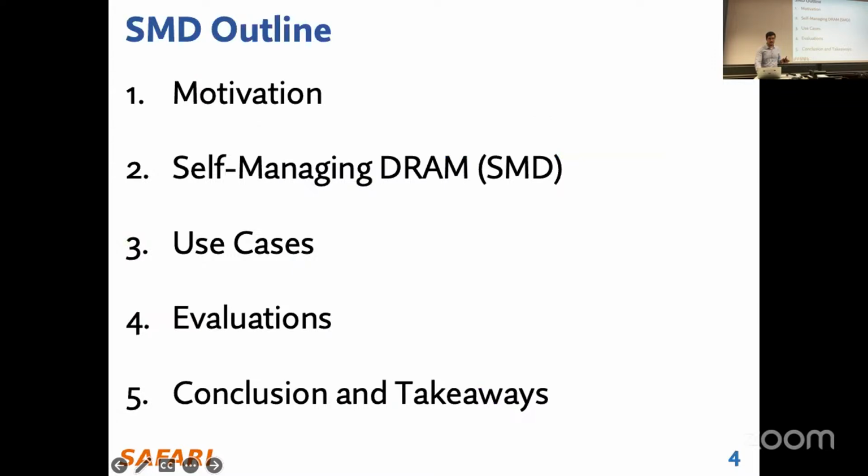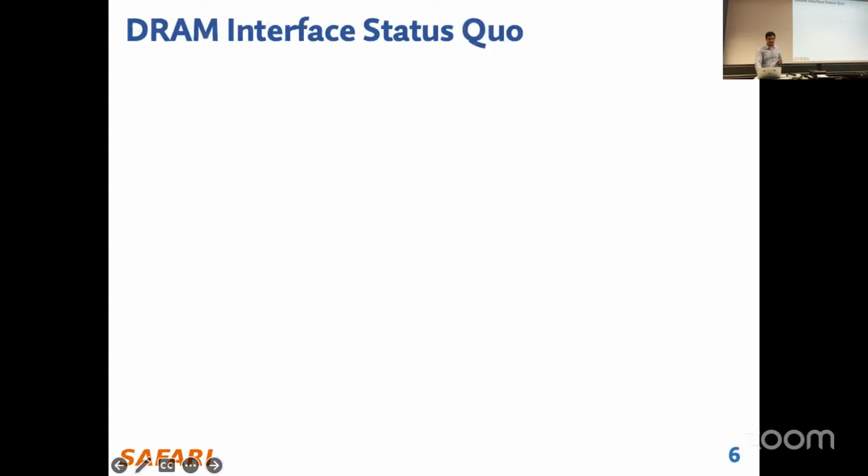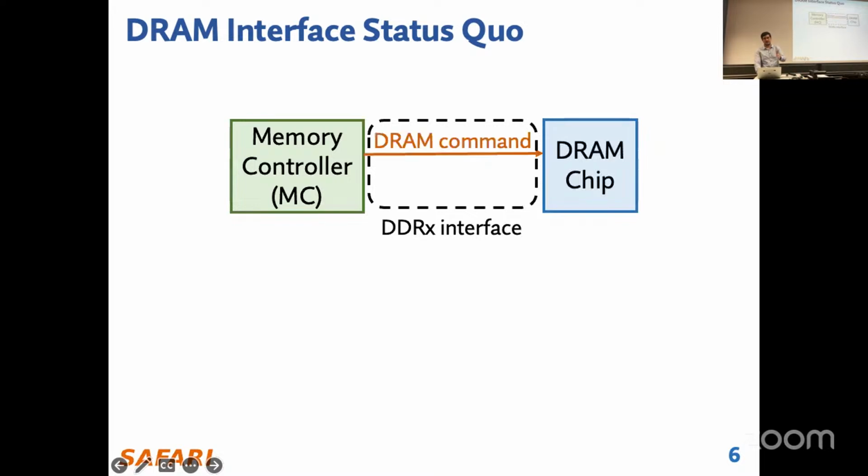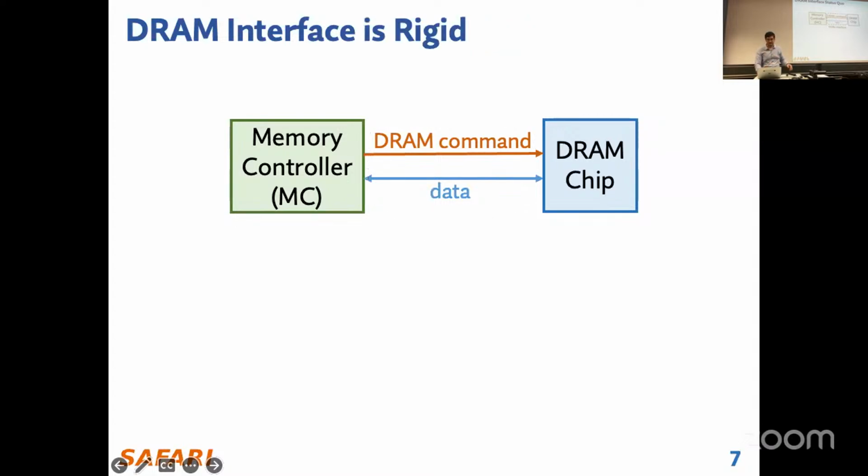This is the outline of this presentation. I'll start with some background and motivation. Let's see at a very high level what the DRAM interface looks like today. You probably already know about these. A DRAM chip communicates with the memory controller over the DDR-X interface, where the memory controller issues DRAM commands over the unidirectional command bus, and the memory controller and the DRAM chip exchange data over the data bus.